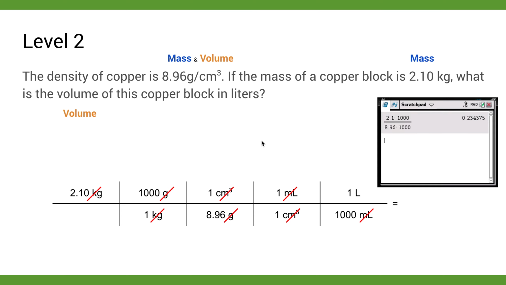So if you do that, you get this answer, and that's the value that we will put in here. Since the question has 3 significant figures, we will have the answer presented in 3 significant figures as well. So it will be 0.234 liters. Okay, 0.234 liters. So now let's go ahead and think about our common mistakes.